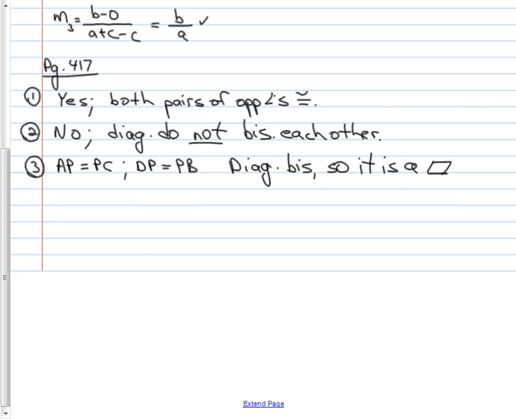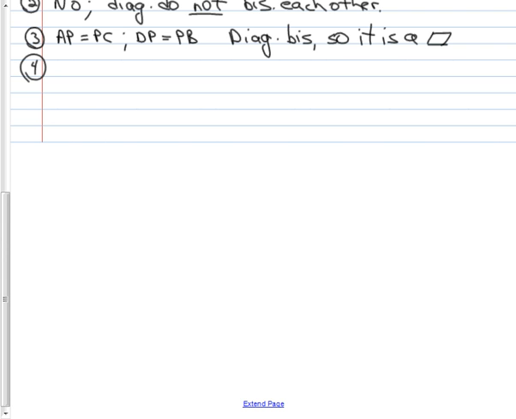They wanted us to explain, and so if I am going to have those things equal to each other, that makes the diagonals bisect, which means we must have a parallelogram. Number 4, find x and y so that the quadrilateral is a parallelogram.